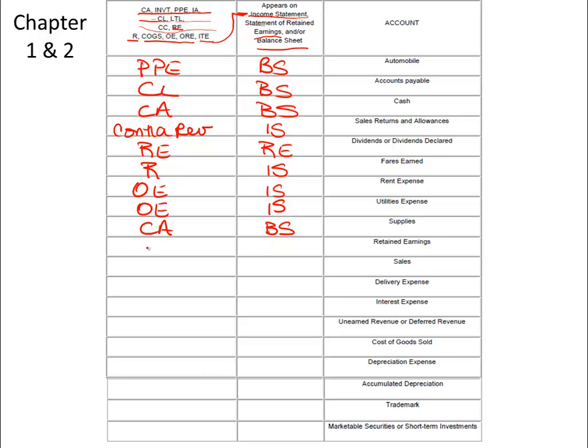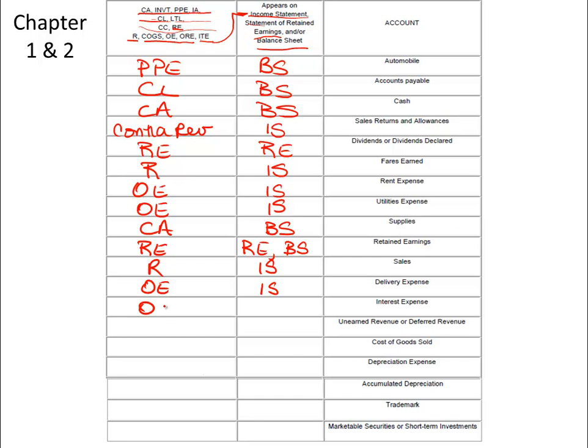Retained earnings is a retained earnings account. It is part of stockholders' equity, and it is the one that's on 2 different statements. It's in the statement of retained earnings, and from that statement of retained earnings we compute ending retained earnings, which shows up on the balance sheet. Sales is a revenue account, so it's on the income statement. Delivery expense is an operating expense, so it's on the income statement.